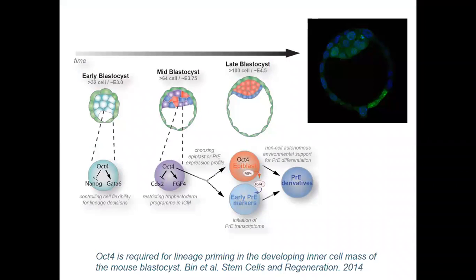Here is a paper from 2014. It shows that OCT4 is required for lineage priming in the developing inner cell mass of the mouse blastocyst. And yeah, that is why we chose OCT4 as an indicator for this MEGA assay.